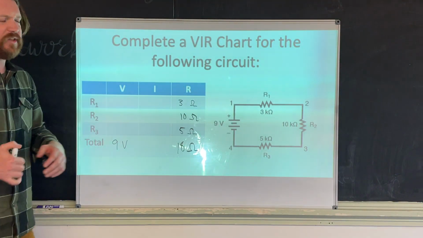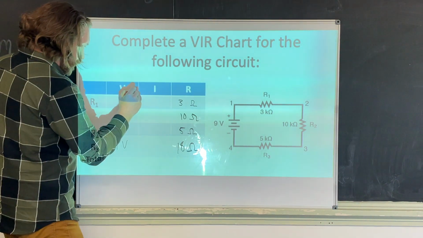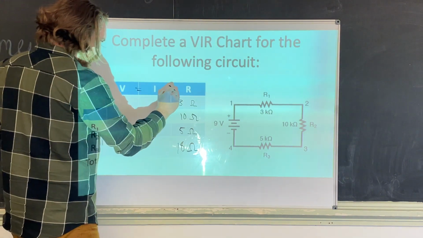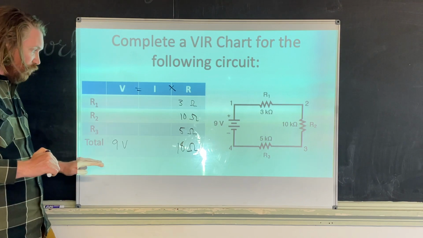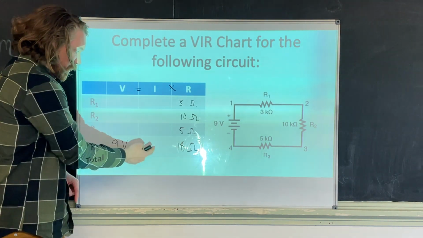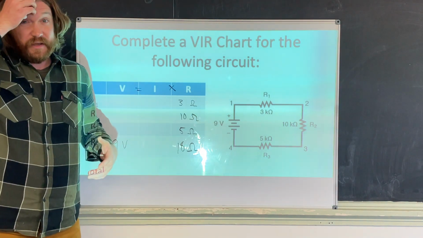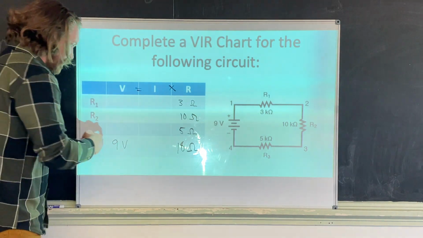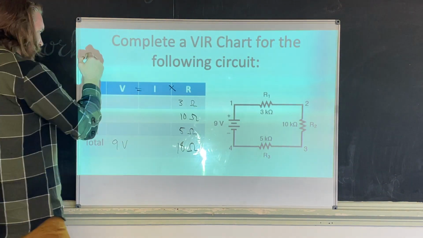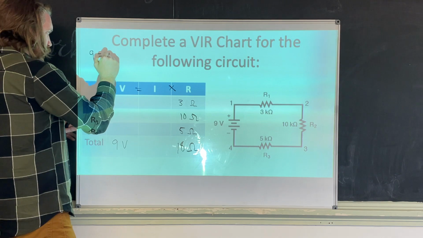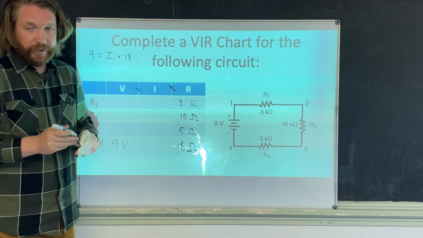And now here is where this chart becomes the best thing ever. Remember earlier, we found out that voltage equals current times resistance, okay? So on any one of your rows, if you know 2 numbers, you can very easily find the third, all right? So how do we do this? Well, I know that voltage equals current times resistance. So here in this last row, I know 9 equals the total current times 18, right?